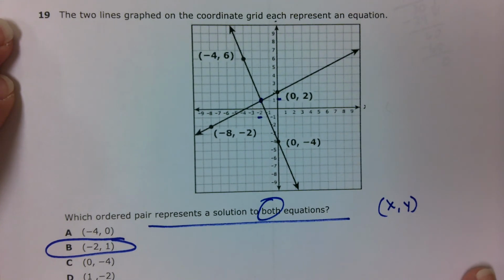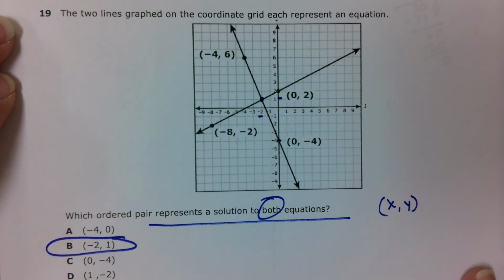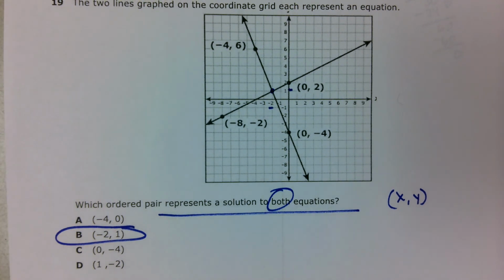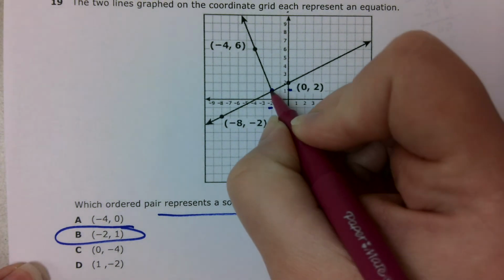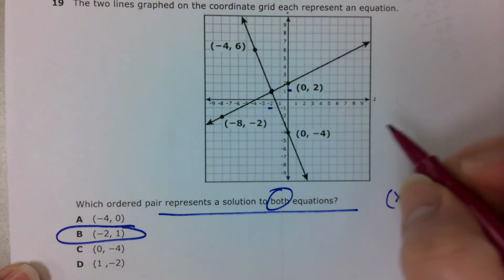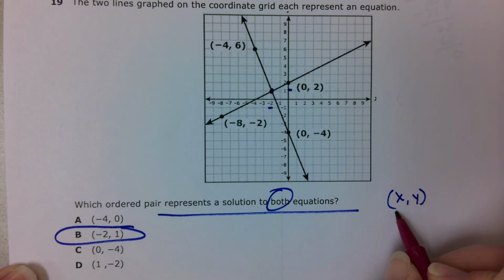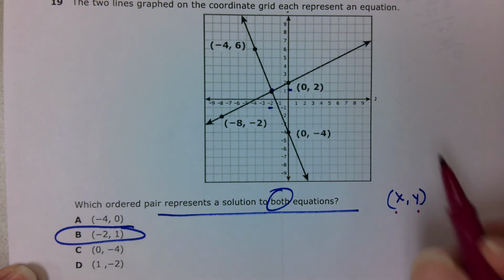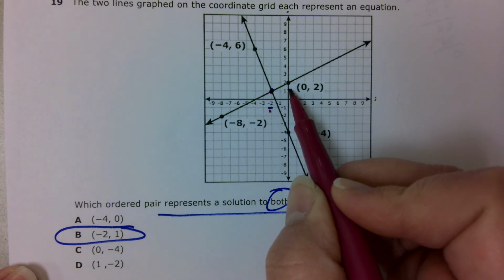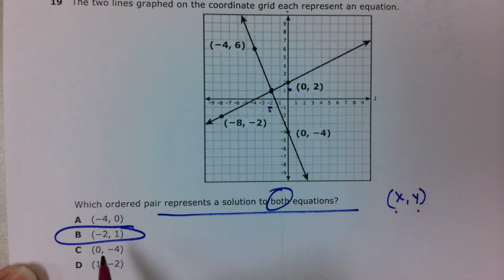19, the 2 lines graphed on the coordinate grid each represent an equation. Which ordered pair represents a solution to both equations? So to find that solution, I'm looking to see where the 2 lines intersect, which is right here. And remember, your solution is going to be written as an ordered pair, x, then y. My x value where they intersect is -2. My y value is 1. So I'm looking for -2, 1, which is right here. B is the correct answer.